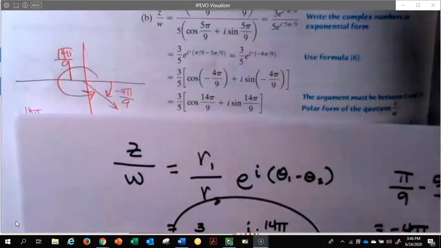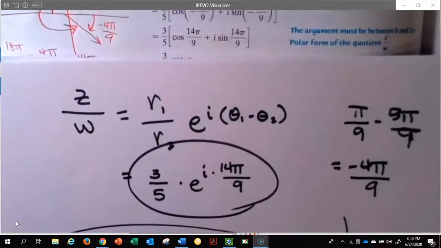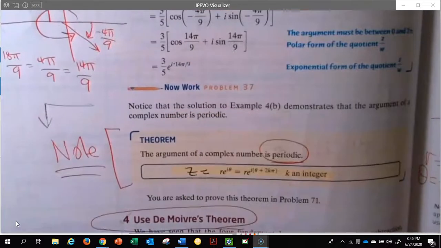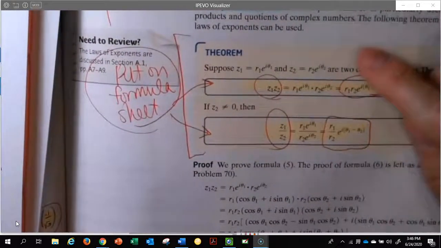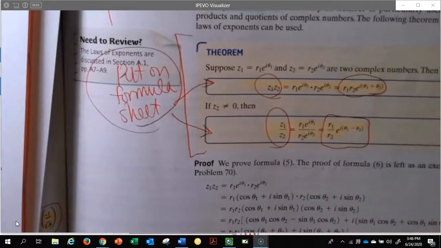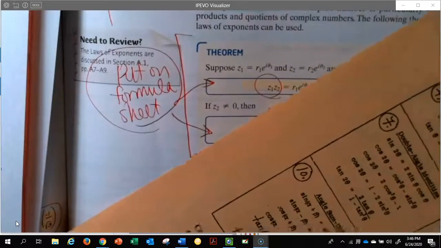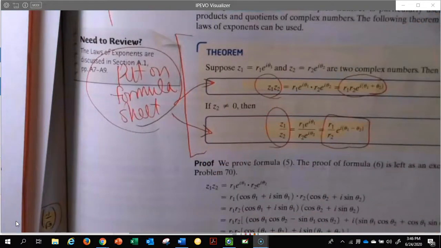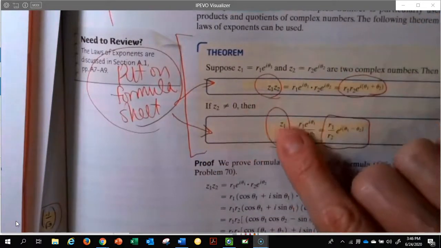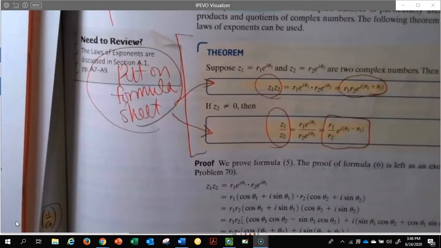If I move it this way, I can see it better. Anyway, all I'm trying to say is you need to make sure that you have these two formulas, and maybe even the two that he shows you on the video, written on your formula sheet. And you need to know how to manipulate these to actually multiply the complex numbers and divide the complex numbers.